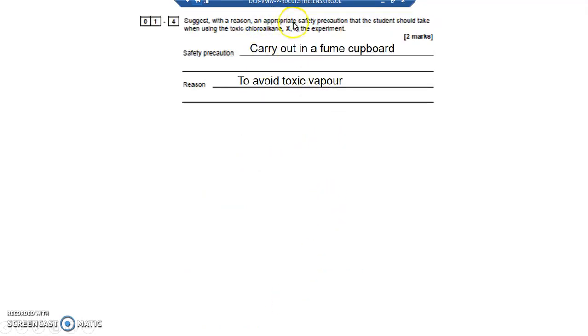Suggest, with a reason, an appropriate safety precaution you could take using toxic chloroalkane. You'd put it into a fume cupboard. It's a gas, so you'd use a fume cupboard because it's toxic. It's a toxic gas.